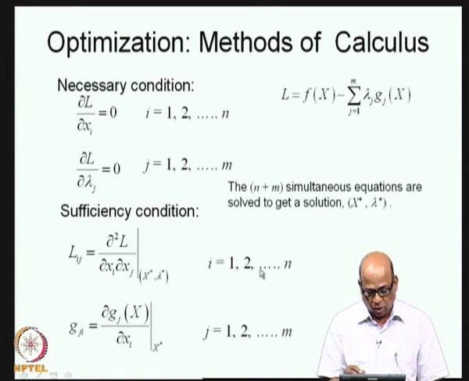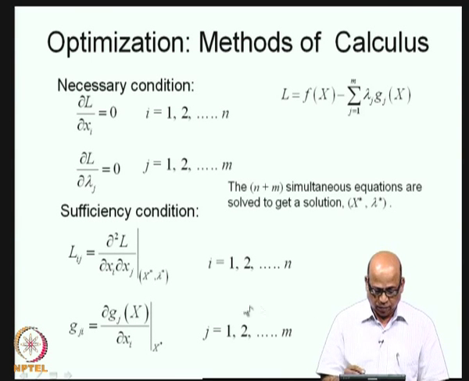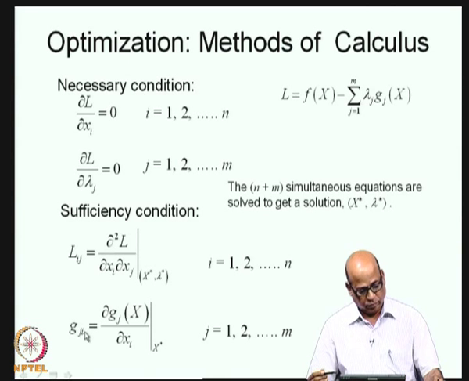This is defined for all i is equal to 1 to n. Then g j i, which is the differential of the jth constraint with respect to ith variable. So, we define g j i as d g j by d x i, which means the derivative of the jth constraint with the ith variable, and this we define for all j's.